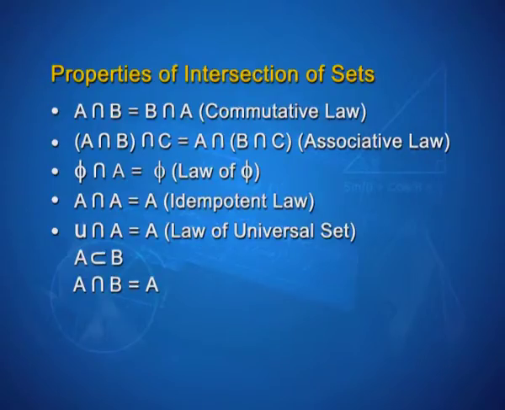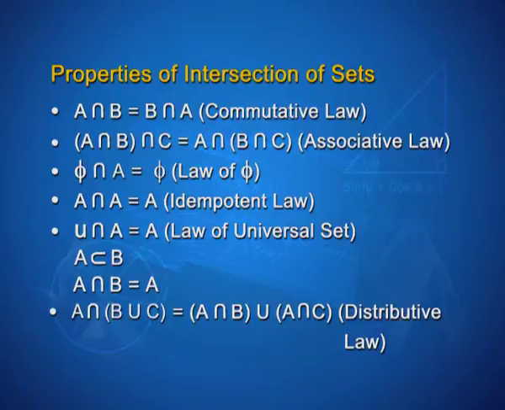Another important law is the distributive law, which states that A intersection (B union C) can be written as (A intersection B) union (A intersection C). That is, intersection distributes over union and vice versa. We can prove this distributive law with the help of Venn diagrams.